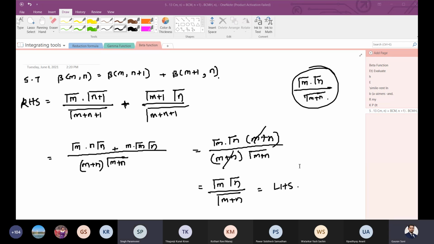Sir, how is gamma 1 by 2 root pi? Gamma of 1 by 2 is root pi, na? Okay, thanks for recalling. I'll immediately give you the proof.